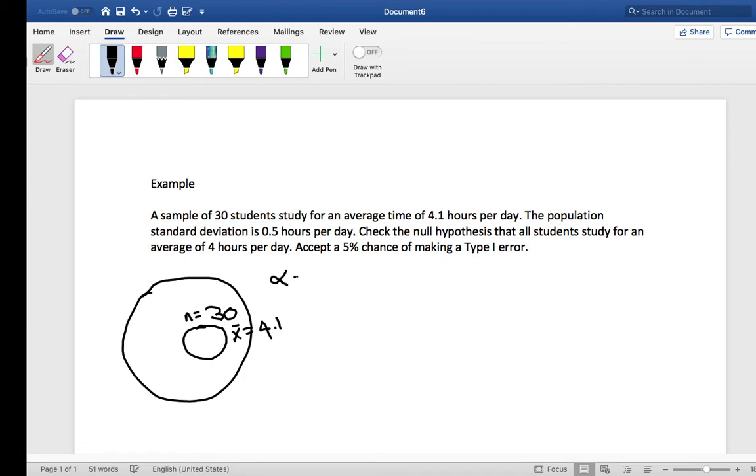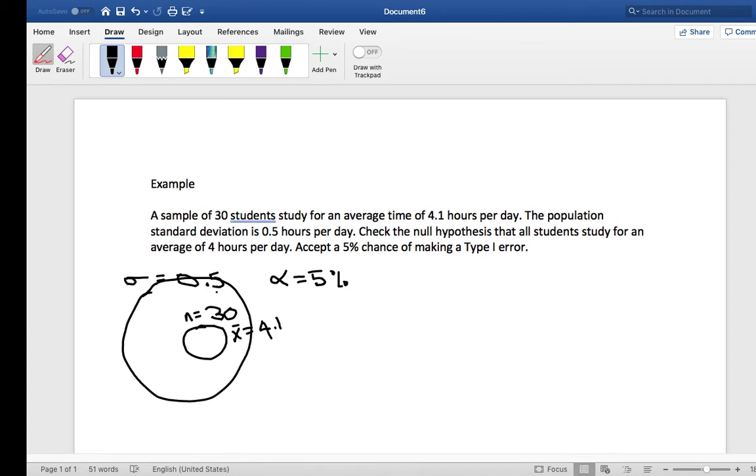They want us to take a 5% risk of making a type 1 error. So remember, alpha represents the risk of making a type 1 error. They want us to set that at 5%. And what else are we told? We're told the population standard deviation, so let's put that up here because it's for the population. That's the symbol for population standard deviation, sigma, and we're told that it is 0.5.